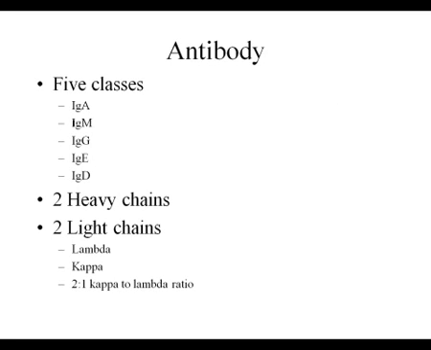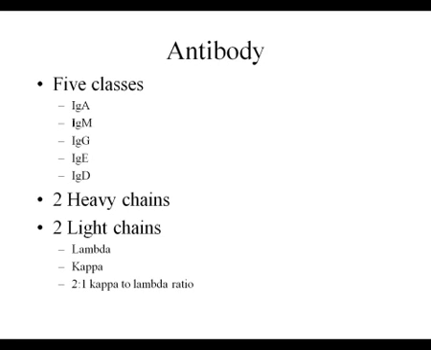Okay, so the first thing we're going to talk about is antibody and the structure of antibody molecules. Of course, there are 5 classes of antibody: IgA, IgM, IgG, IgE, and IgD. We know very little about IgD. The structure of all of them is very similar. It's heavy chains and light chains. Light chains come in 2 different varieties: lambda or kappa. In general, there is a ratio of 2 to 1 in humans of kappa to lambda light chains.